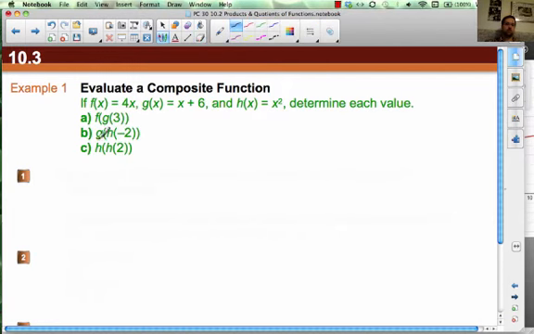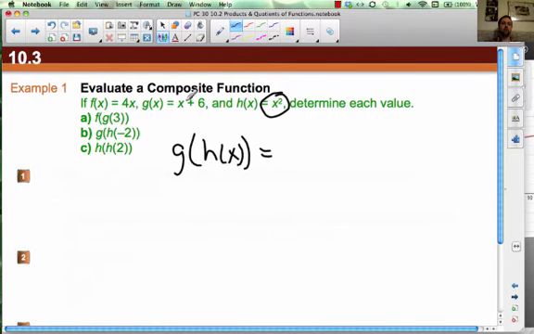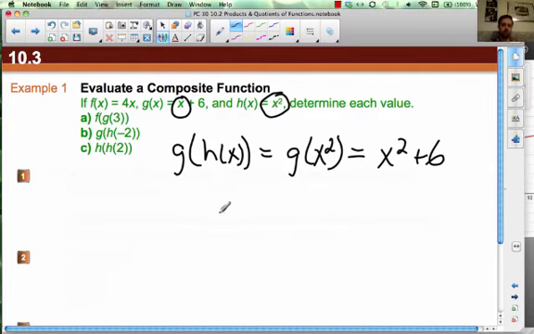So let's try the next one. g of h of negative 2. So I'm going to take my h, and for every x, g of h of x will be wherever I have an x in g, I'm going to plug in an x squared, because that's what h of x is. So g of h of x is the same as g of x squared. g of x squared is, I replace every x in here with an x squared. So it looks like that.